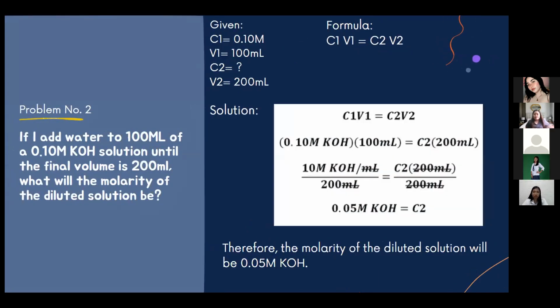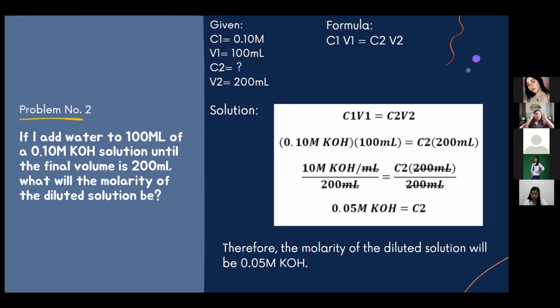Good morning, ma'am. I am audible po. Yes, Rachel. So, problem number 2. If I add water to 100 ml of a 0.10 M KOH solution until the final volume is 200 ml, what will the molarity of the diluted solution be? So, the molarity is being asked. So the given is C1 is equal to 0.10 M, V1 is equal to 100 ml, C2 is the missing, V2 is equal to 200 ml.